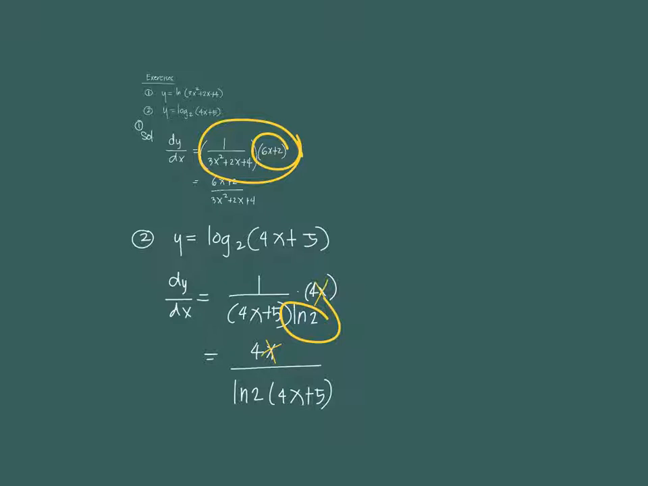Because the ln e is equal to 1. Okay, the base of the logarithm is e, so ln of e is equal to 1. So no need to write it. Okay, it's always equal to 1.